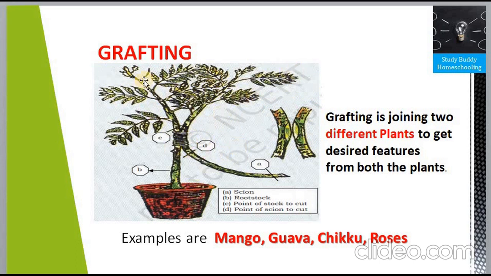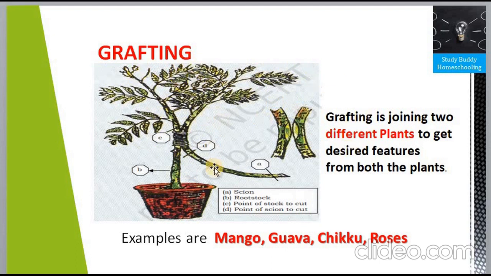So the root part which you are taking, it is known as the root stock, and the branch that you are going to graft from another mango tree, that is known as the scion. All you have to do is make cut in the root stock and the scion. Make a cut in both of these and join them together with a plaster and leave it for some time. And as this grows, you will get desired characteristic features from both the mango plants.